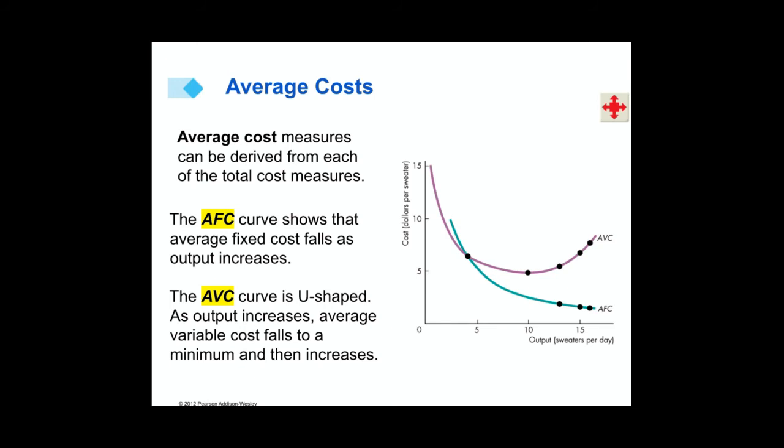The average variable cost is U-shaped. It starts declining, it has a bottom point, and then it starts to increase.